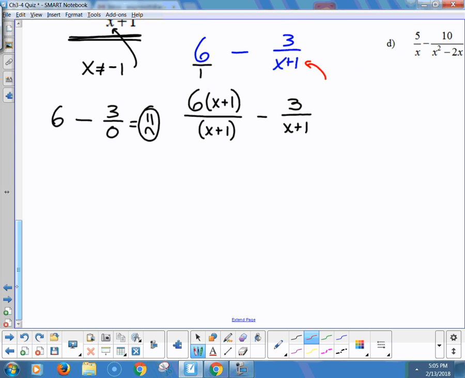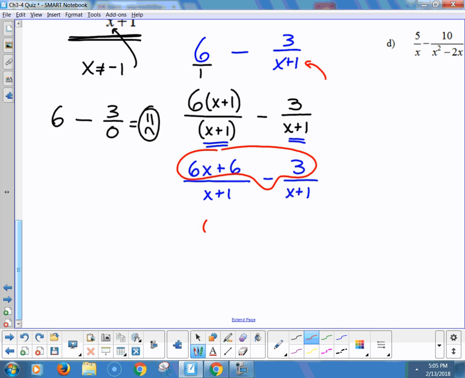I put that x plus 1 there for a reason, and the reason is so that my denominators are the same. The numerator of my first fraction is 6x plus 6 over x plus 1 minus 3 over x plus 1. Because we have a common denominator, we can combine the numerators. And so it's 6x plus 6 minus 3, so plus 3 over x plus 1.